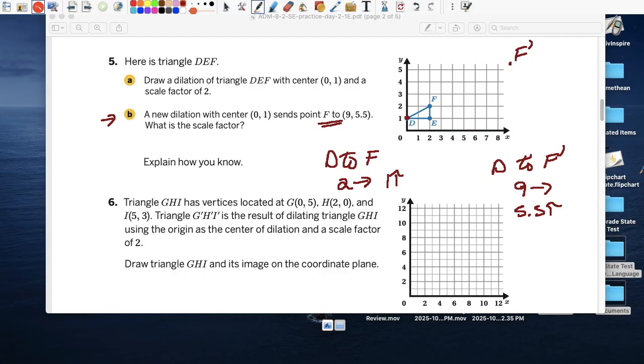If you think about just here, from 2 to 9, so this initial side is 2, and then the second one is going to be 9. How did the 2 become 9? Times 4.5, and that's the scale factor.